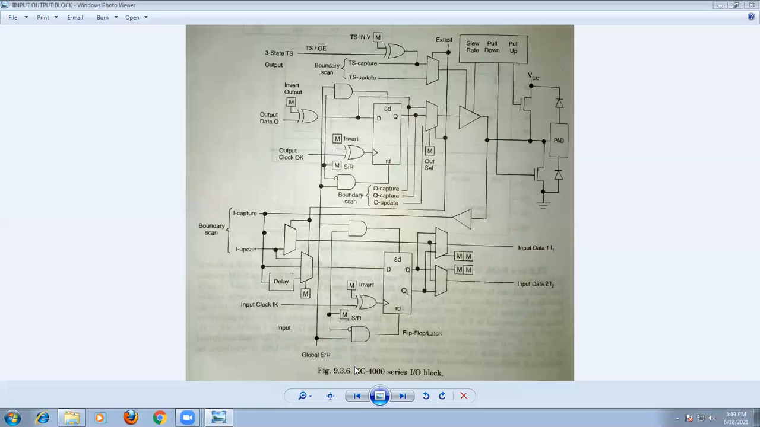And similarly, we have pull up and pull down resistors. This is the pull up resistor, and this behaves like a pull down resistor. These pull up and pull down resistors are available in the 4000K series. It also contains some extra features that are not available in the 3000 series FPGA, but are available in the 4000 series.